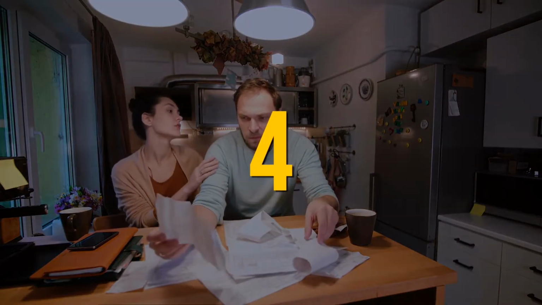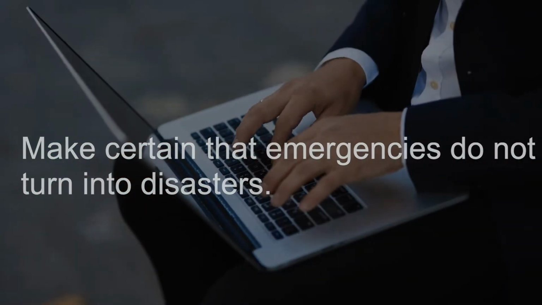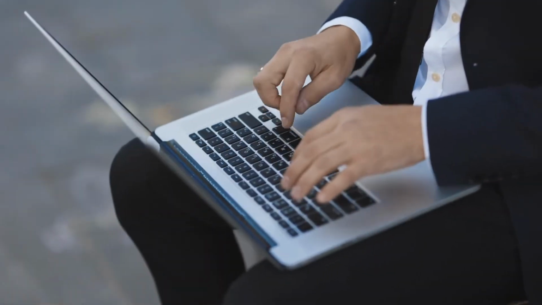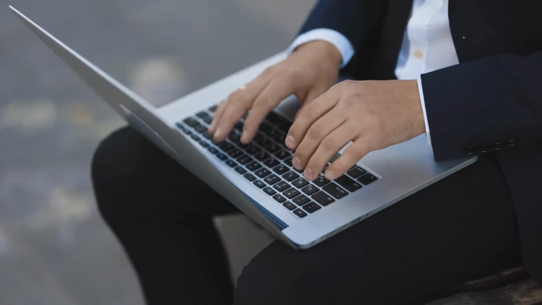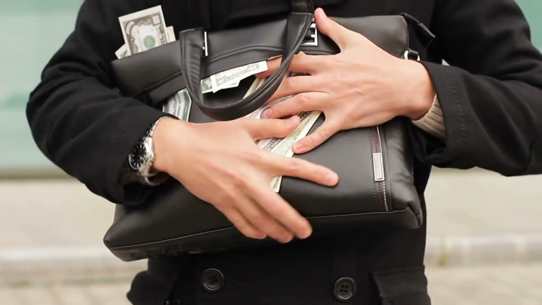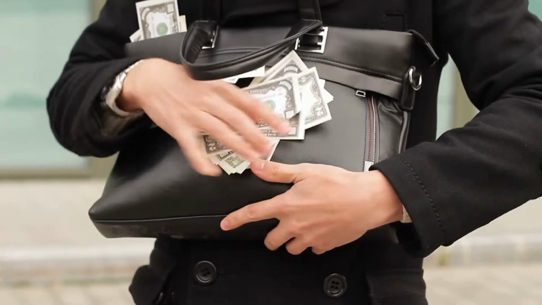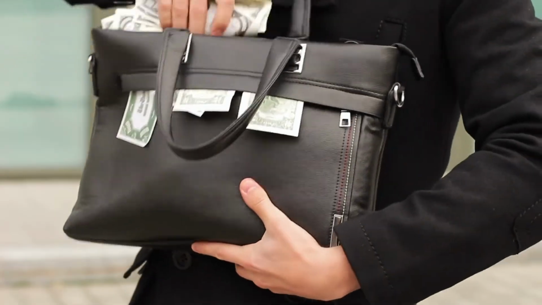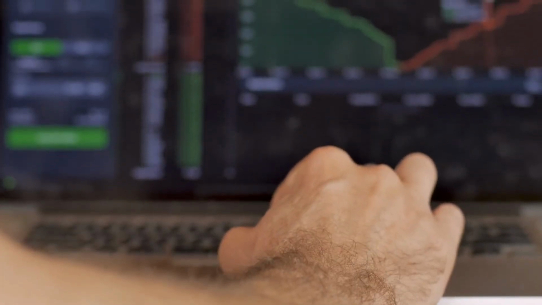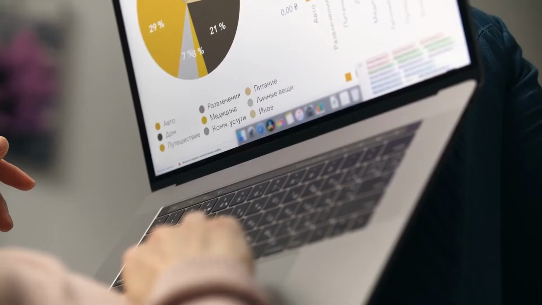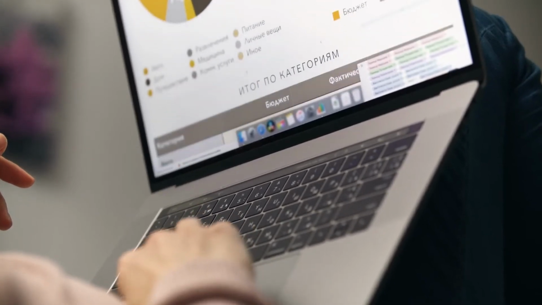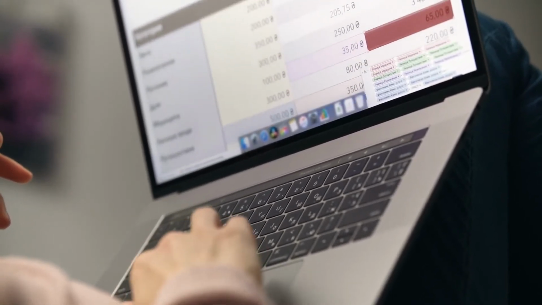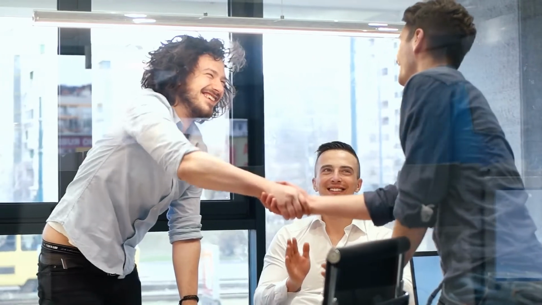Number 4. Make certain that emergencies do not turn into disasters. Putting money aside for emergency expenses is the foundation of any financial plan. Building credit is another way to protect your budget from unexpected expenses. When you have good credit, you have options, such as getting a good interest rate on a car loan. It can also help you save money by getting you lower insurance rates and allowing you to skip utility deposits.